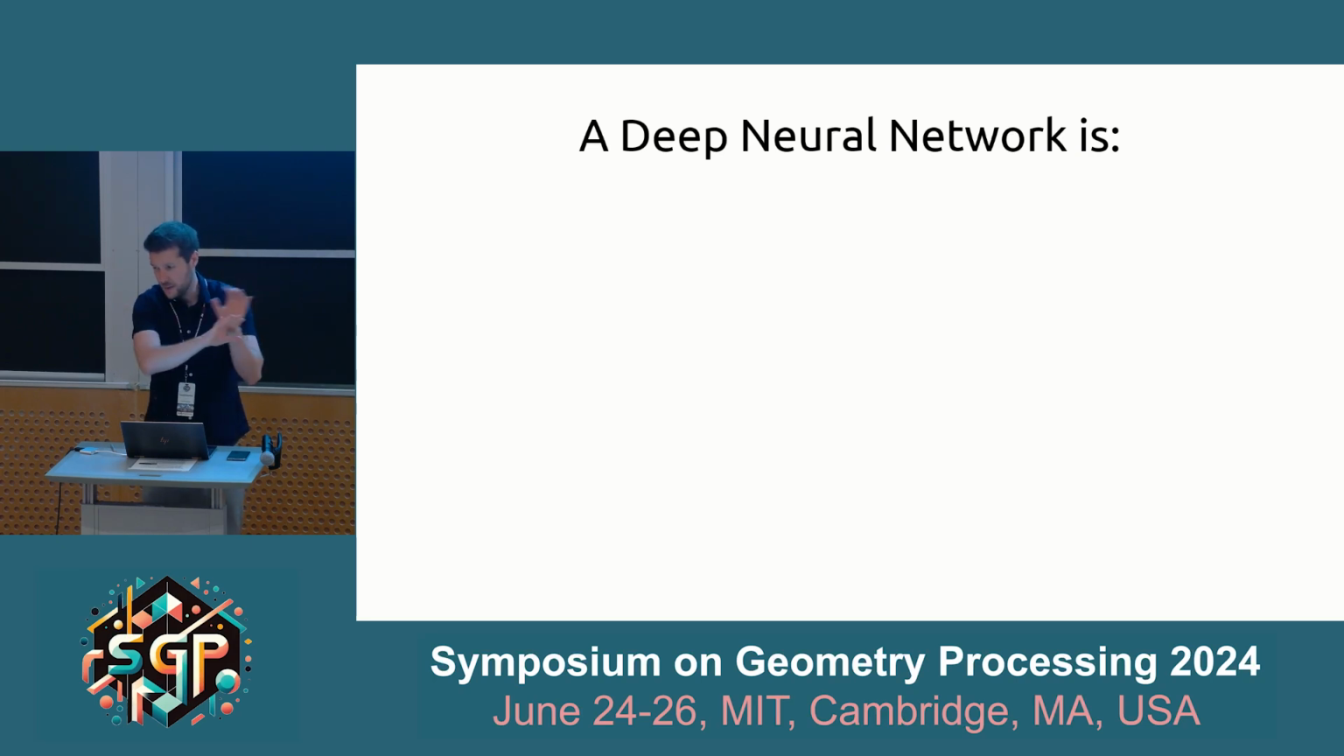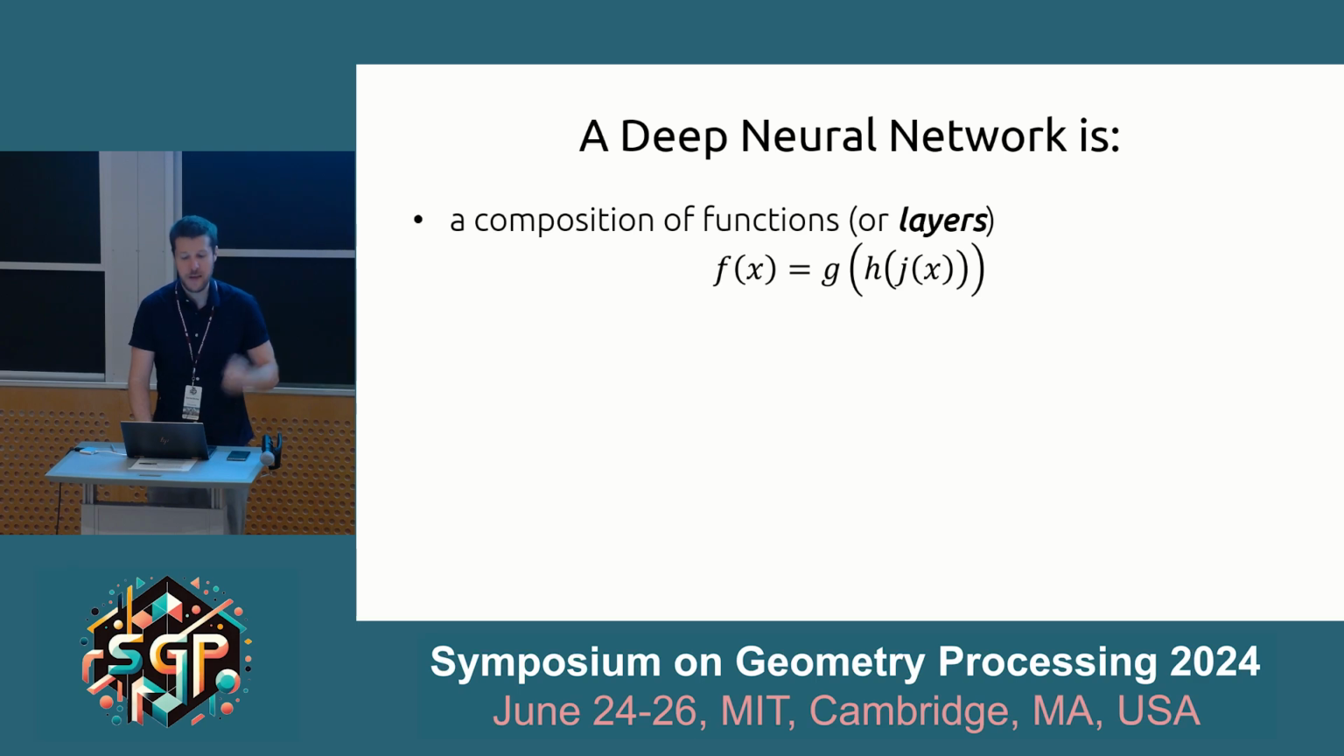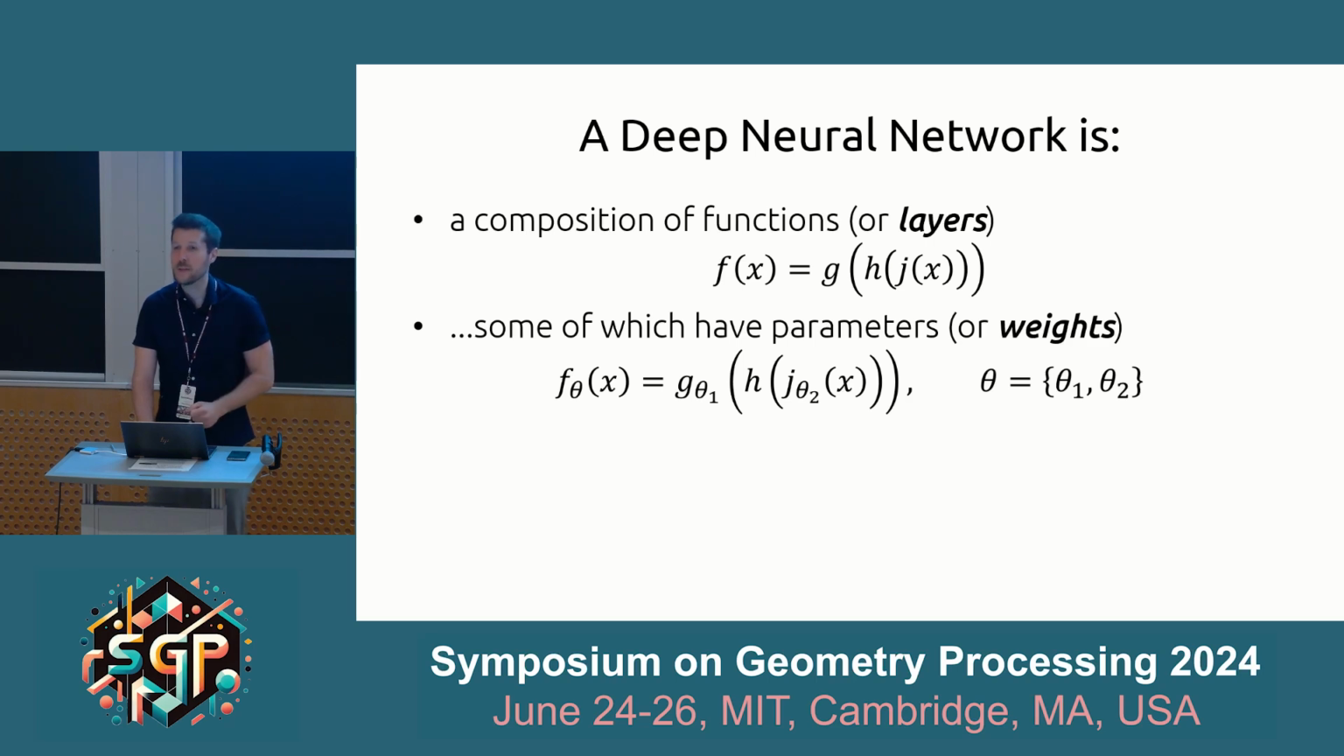Just kind of scraping away all of this stuff about TensorFlow code and PyTorch and all this stuff that doesn't really matter. At its essence, a deep neural network is a composition of functions, which the term of art in the field is layers instead of functions. So here I have G composed with H composed with J. And some of those functions happen to have parameters, or as the folks in the field will call them, weights. So here my function G has some parameters theta 1, and my function J has some other set of parameters theta 2, but this function H sitting between them doesn't. Not all of them have to have parameters.